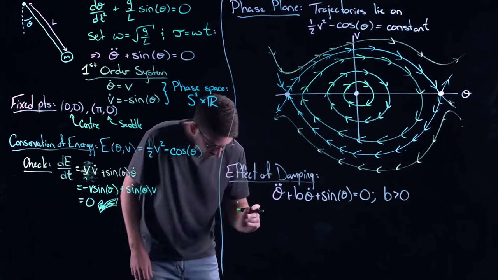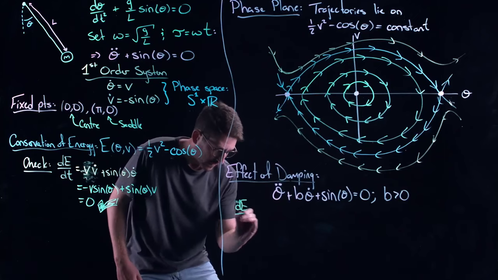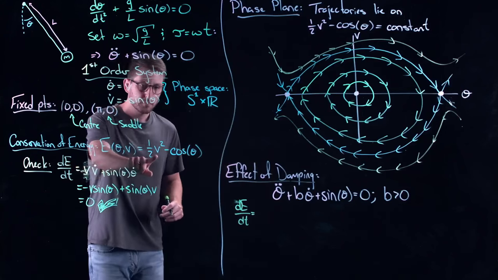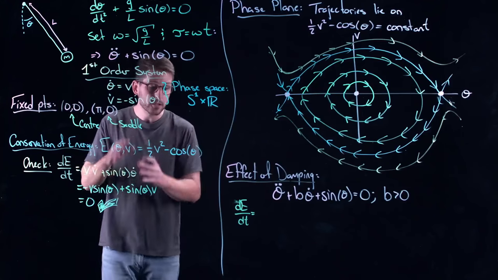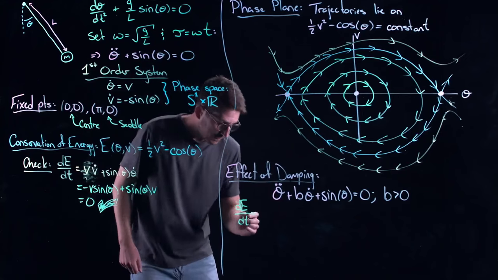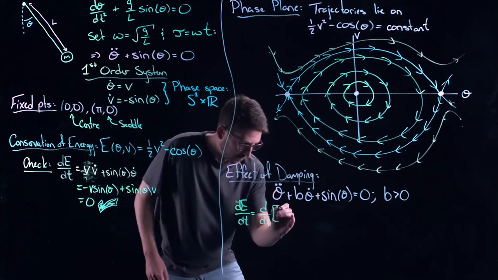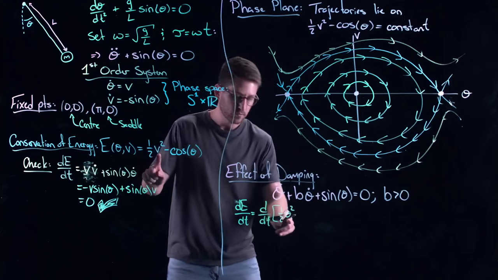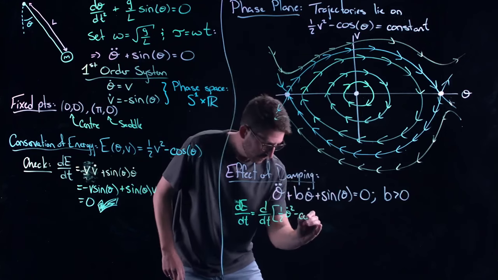So, in this case, the energy never changes, right? It's always kinetic energy plus potential energy. That part didn't change. So the energy still remains the same. This would be d/dt, and you get 1/2 theta dot squared, right? So that's the v squared. So I'm just gonna put it all in thetas for now, just to make our life easy. Minus cos of theta.